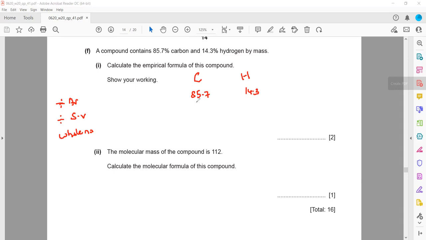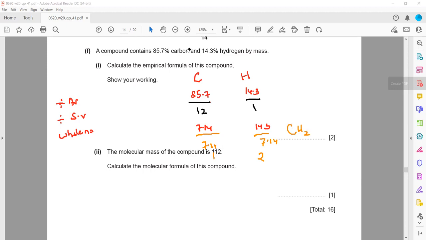Step 1, divide by atomic mass. We divide carbon by 12 and hydrogen by 1. So 85.7 divided by 12 gives 7.14, and hydrogen is 14.3. Now step 2: divide by the smallest value. 7.14 is the smallest value, so I divide both by 7.14. This gives 1 for carbon and approximately 2 for hydrogen. So the empirical formula is CH2.